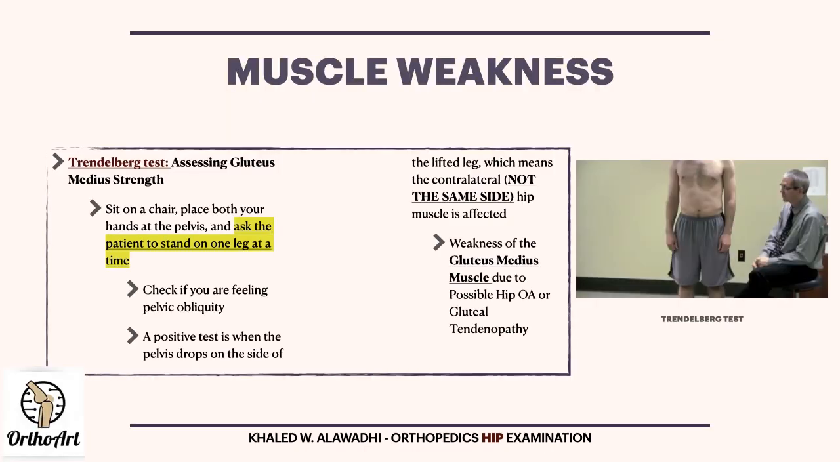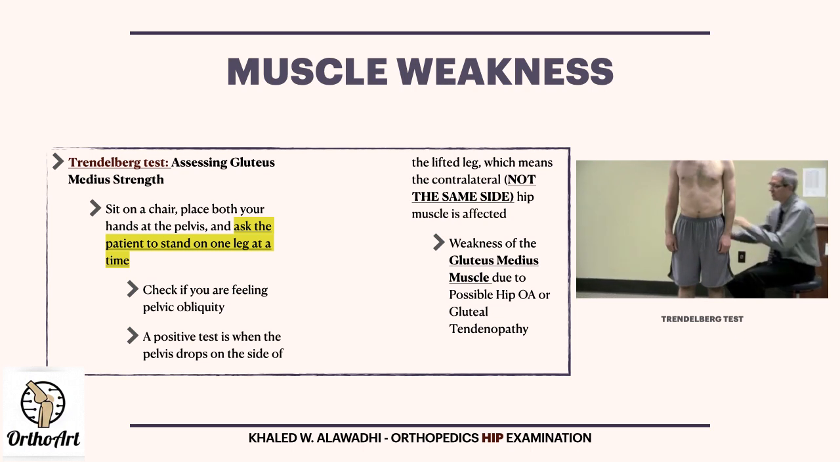The next section is muscle weakness. So as we go back to the Trendelenburg test, we're assessing the gluteus medius strength. If you did it during gait at the start of the examination, this is okay. However, if you didn't do it, you have to do it at this stage. You can ask the examiner that I would like to do a Trendelenburg test while the patient is standing after finishing from gait. So the weakness of the gluteus medius muscle is due to possible osteoarthritis or gluteal tendinopathy.